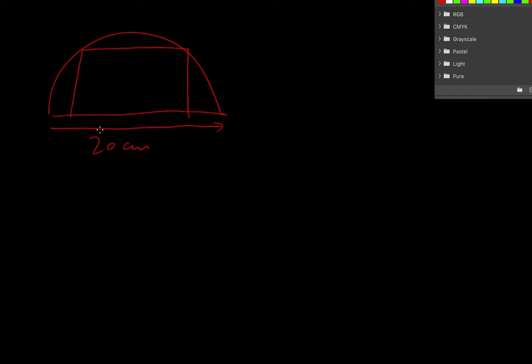It says infinitely many rectangles can be inscribed in a semicircle of diameter 20. Alright, so we have a semicircle and this would be a rectangle inscribed in there, and it's 20 centimeters for the diameter. Okay, find the shape of the largest rectangle which can be inscribed.